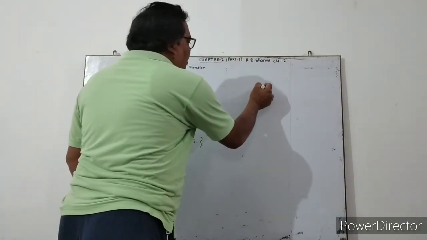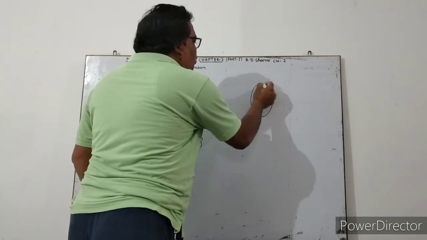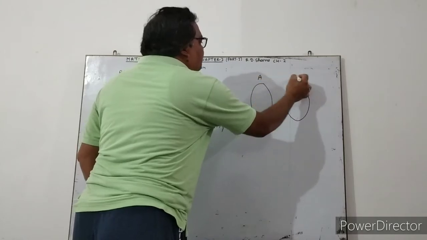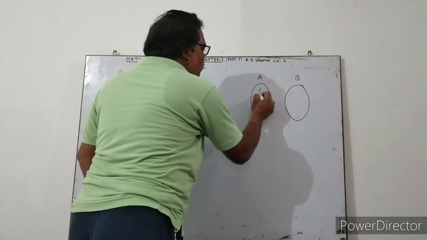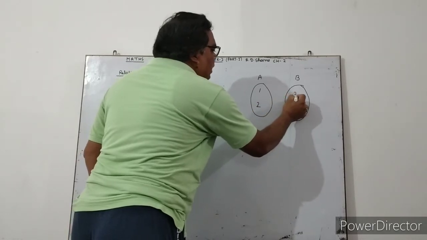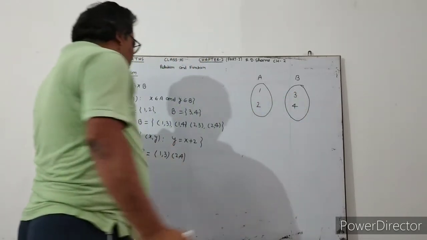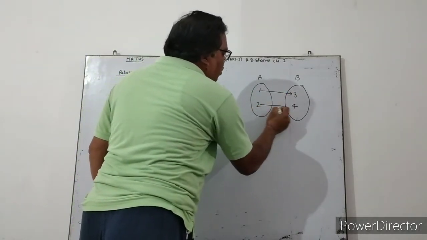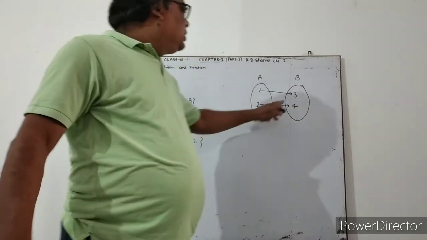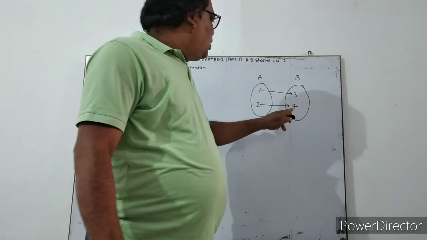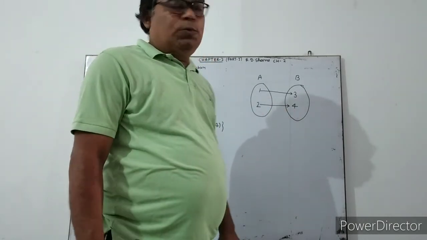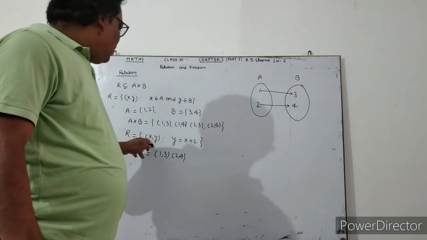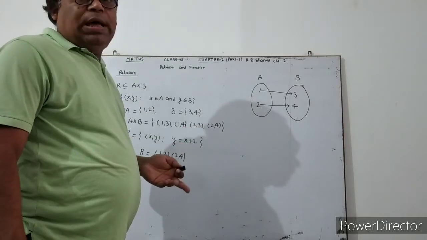In the diagram you can see the relation A to B. The elements are 1, 2, 3, 4. The 1 is related to 3 and 2 is related to 4. This means 3 is the image of 1, 4 is the image of 2. Now, this is the relation. The relation is (x, y) such that y equal to x plus 2.